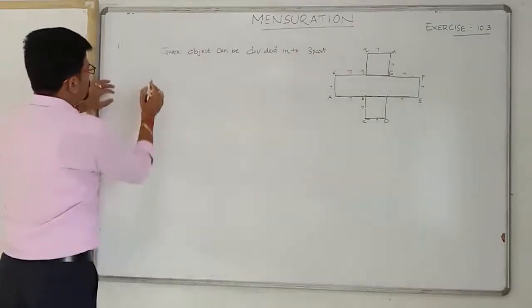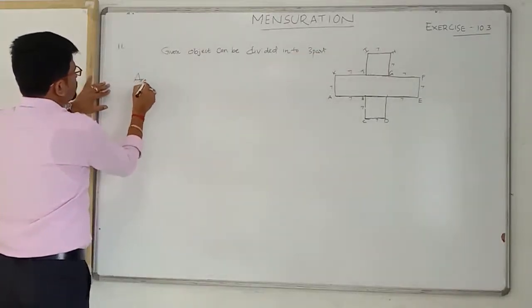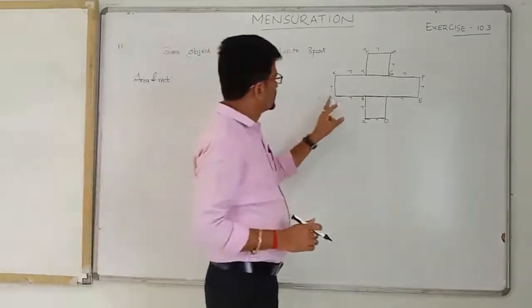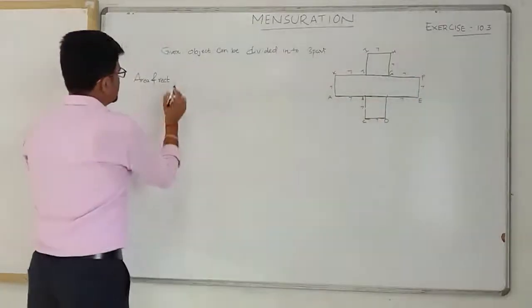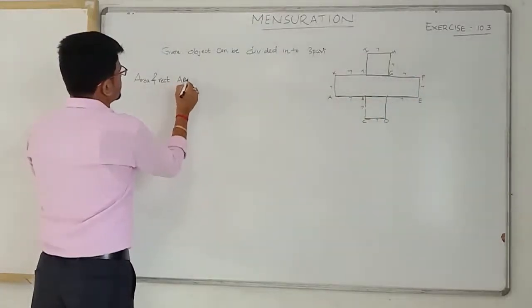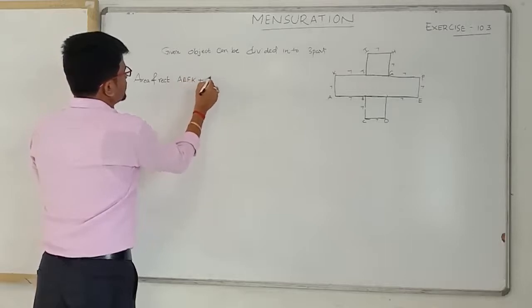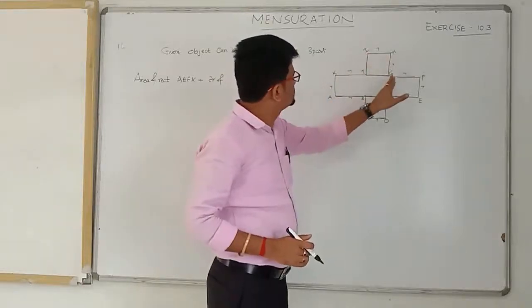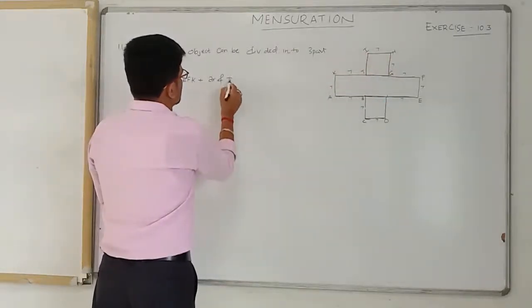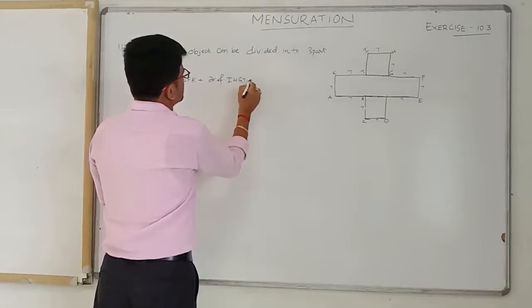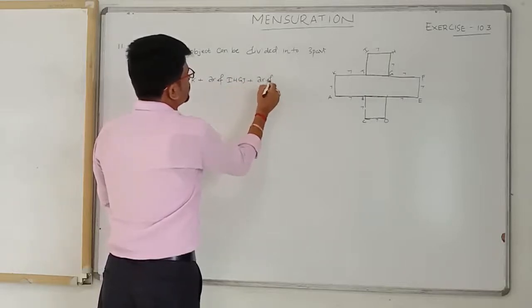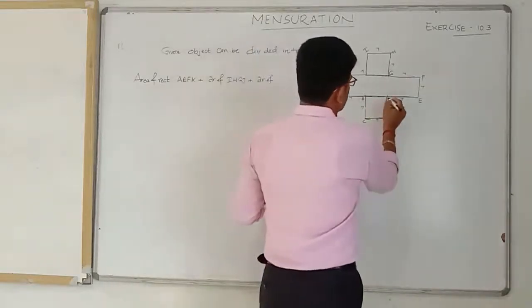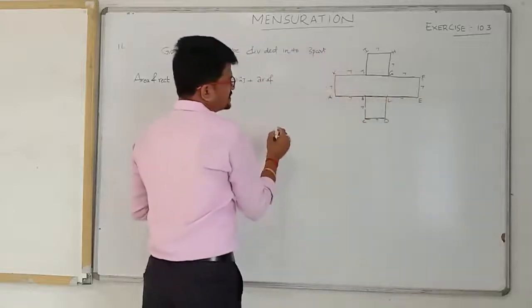Okay, now the area of rectangle AEFK plus the area of rectangle CIHGJ plus the area of rectangle BCDL. Oh, here I forgot, write L. BCDL.